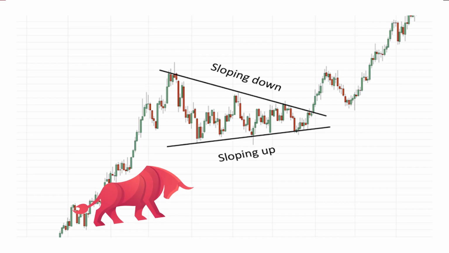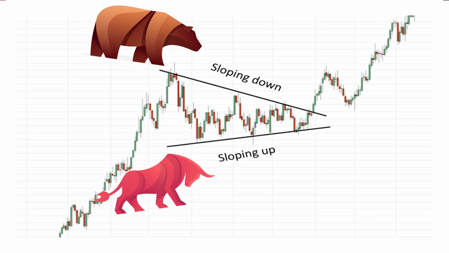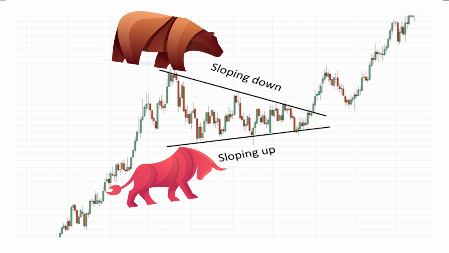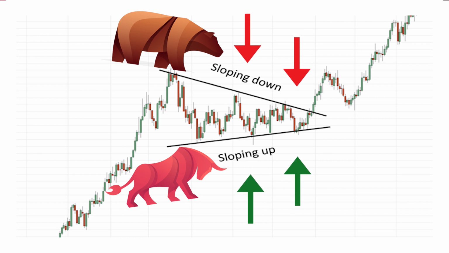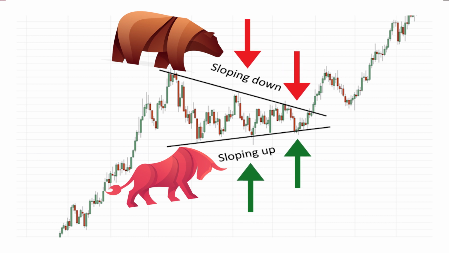So what is the psychology of a triangle pattern? In a triangle pattern, bulls, which are the buyers, and bears, which are the sellers, are fighting, and both sides are trying to gain control. Bulls want higher highs and higher lows, while bears want lower highs and lower lows.